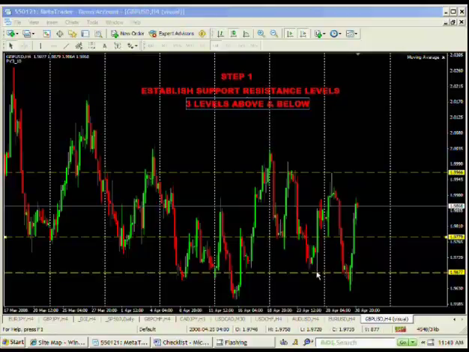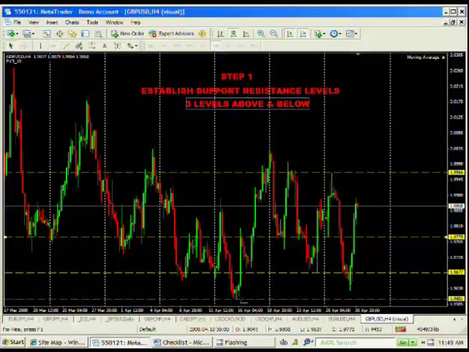And below here, what do we see? We see another low here, so this would be level 3 on the way down. So now we have our support and resistance levels established, and we'll say that we have them established 3 levels deep. We are established on support and resistance at 3 levels deep.